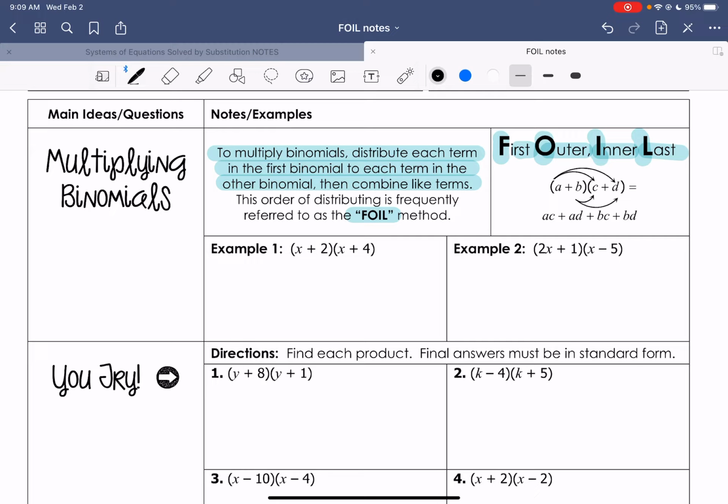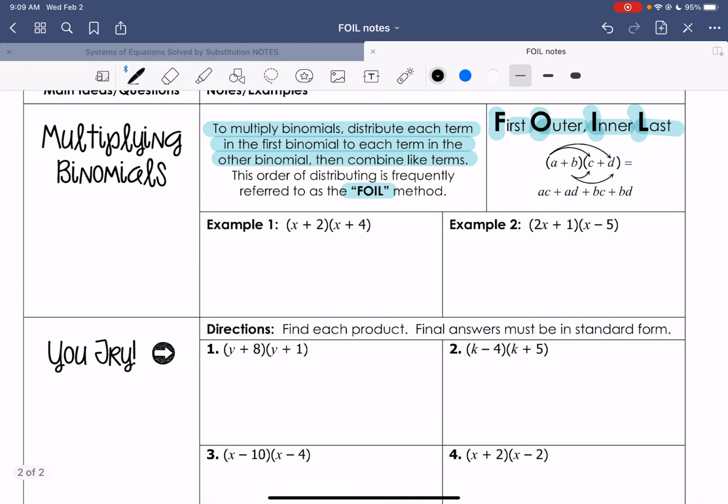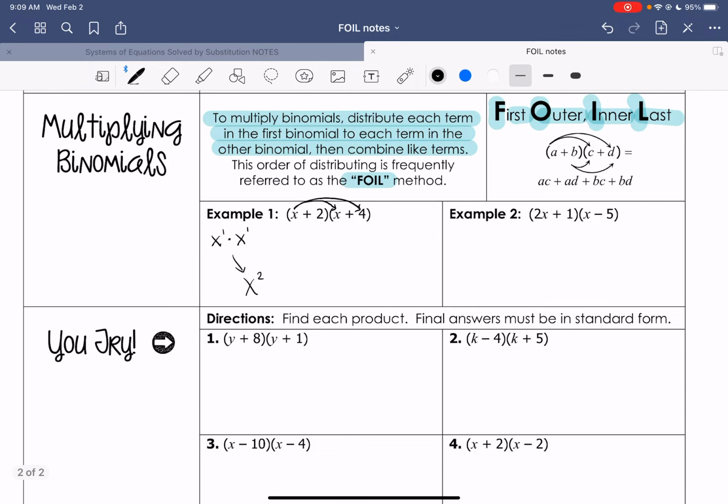So here's our first example. We're going to take, just like they did in that example, the FOIL definition there, we're going to take the x and multiply it times the x. So that's our first. So remembering that it's x to the first times x to the first, that's going to be x squared. Then we're going to take x and multiply it times 4. So that's going to be a positive 4x.